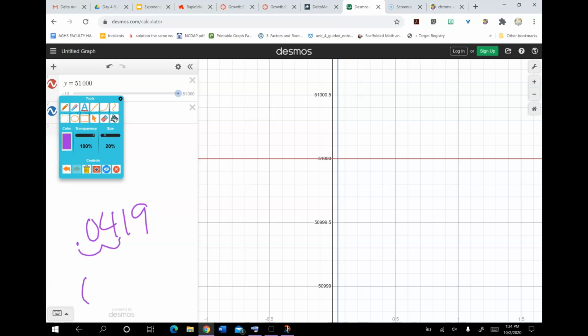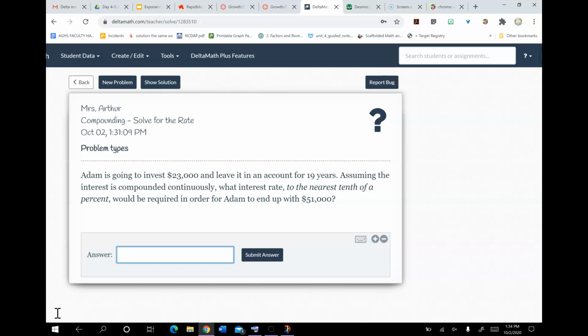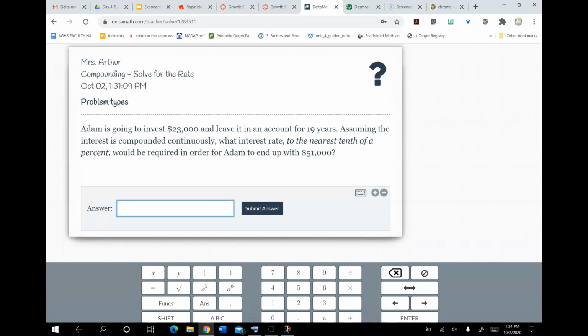So I'm going to have 0, which I don't need to write that 0. It's going to be 4.19. So now round it to the 10th place. So my 10th place is right here. That 9 is going to make that 1 go up, and it's going to be 4.2%. So when I go back to Delta Math, I'm going to type in 4.2. Okay, so when Delta Math's asking for that percent, change it to a percent, then round.